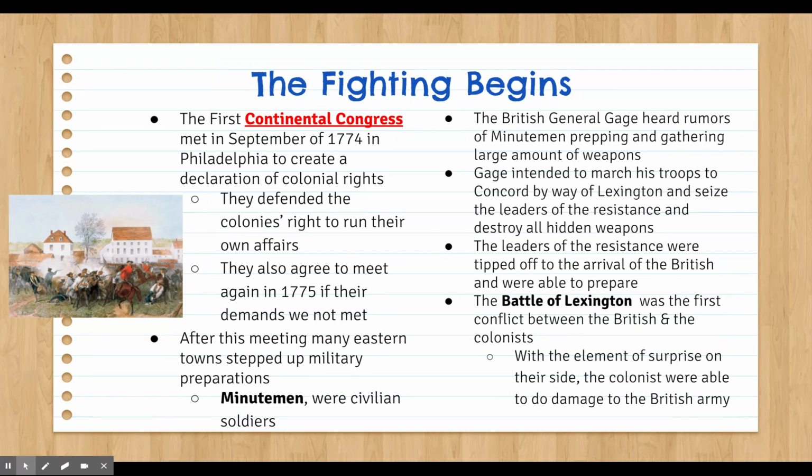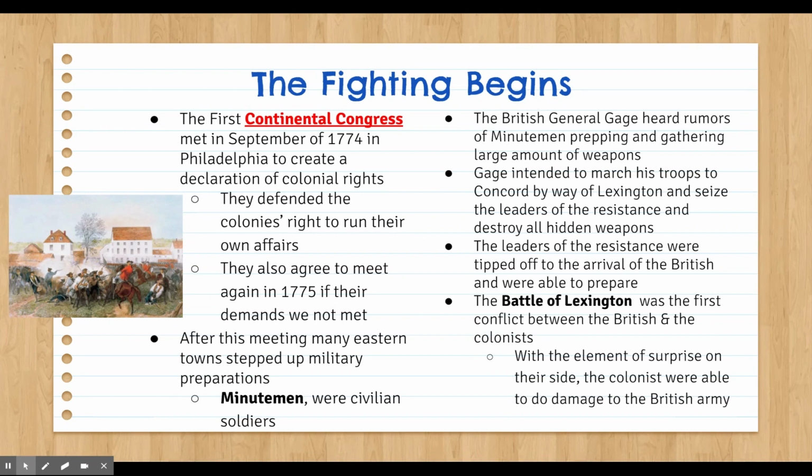The Minutemen were civilian soldiers, and so they began to gather up weapons and ammunitions. The British General Gage heard rumors of Minutemen prepping and gathering large amounts of weapons. Gage intended to march his troops to Concord by way of Lexington and seize the leaders of the resistance and destroy all hidden weapons. The leaders of the resistance were tipped off to the arrival of the British and were able to prepare ahead of time.